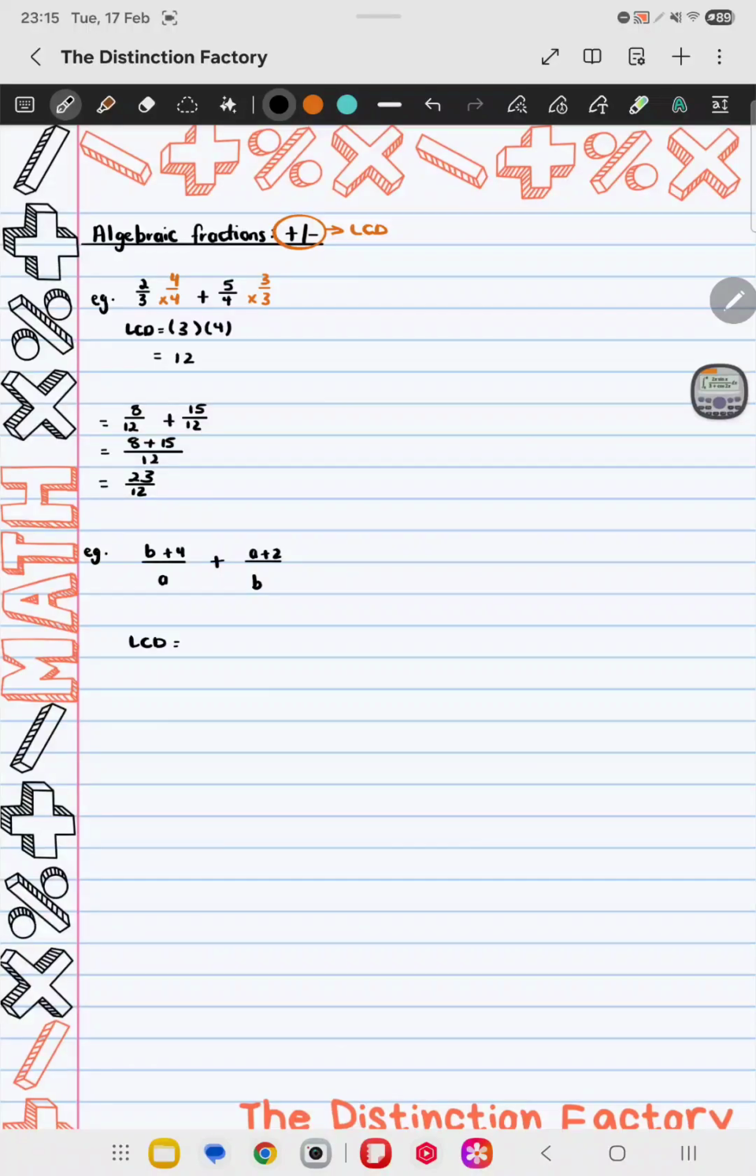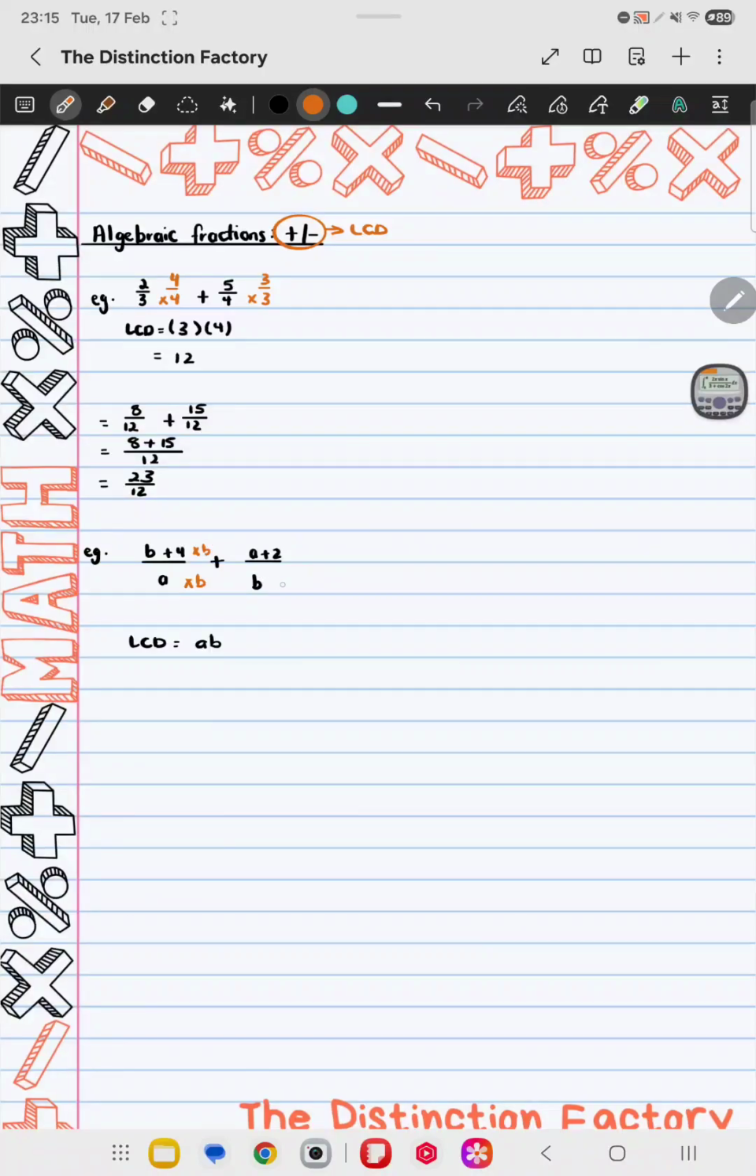Now let's add some algebra onto these fractions. Again, we're going to have to find an LCD. So here I've got an A, and here I've got a B. So multiplying them, I get AB. If we're looking at the first fraction, my denominator is missing the B. So I'll have to multiply by that at the bottom. Then I'll have to do the same thing to the top as well.